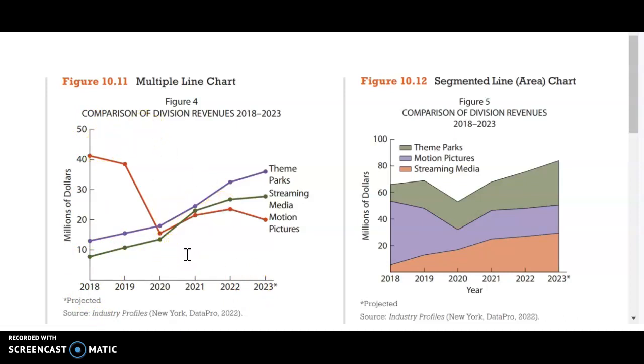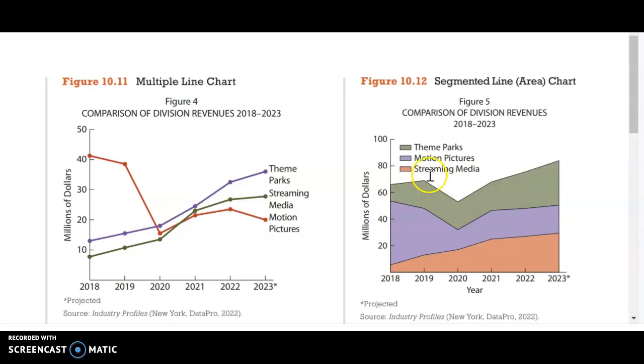And you want to arrange the time component in years, usually across the bottom. So here we have years across the bottom. And so you're going to plot the first value. The first value here is streaming media. If you look over here at streaming media in the green, it's about 8. So you're going to plot that first point at 8.